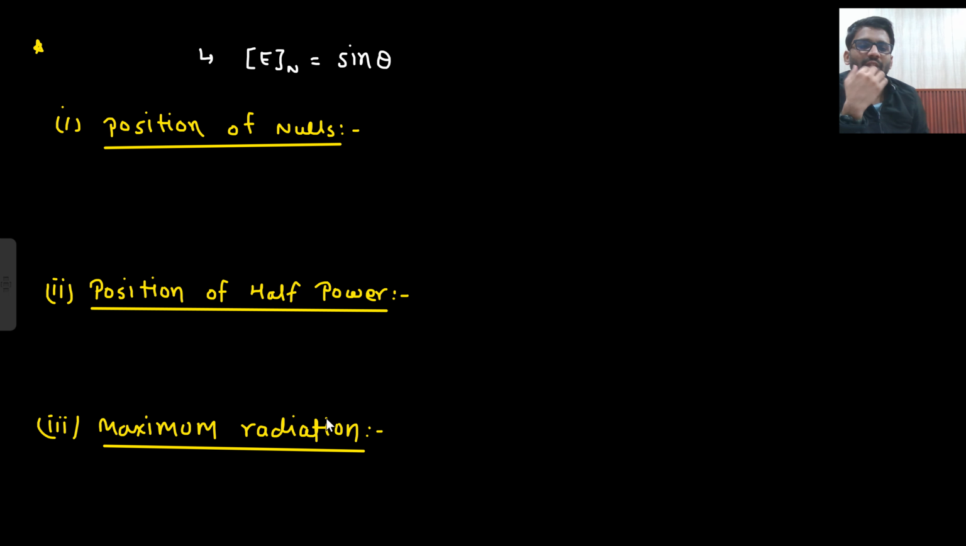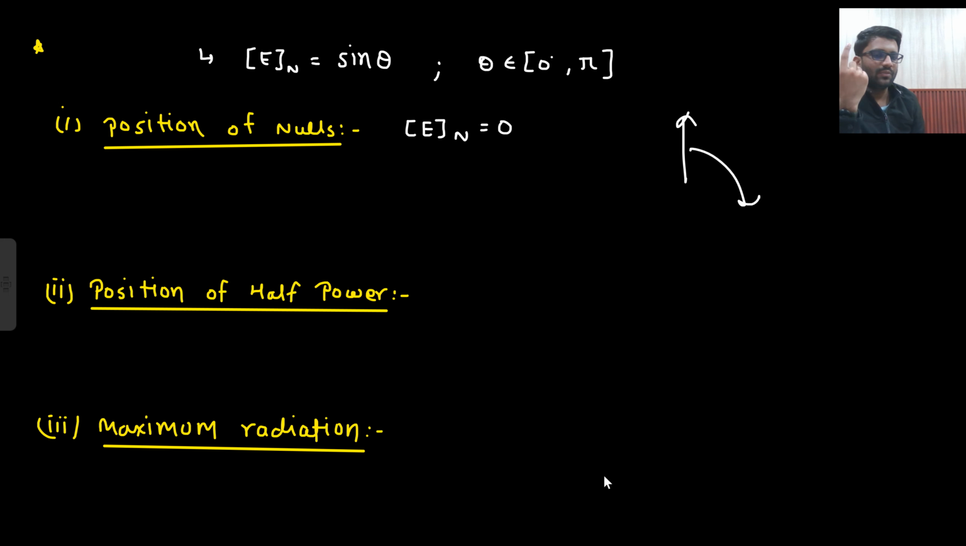So what do you mean by position of null? Position of null means at what value of theta your normalized value is becoming 0. Position of null means your normalized value of electric field should be 0. At what values of theta? And what is the range of theta? Theta can be from 0 to 180 degrees only. From 0 to pi you can say. Say yes or no? Theta can be from 0 to pi only. Because theta is the azimuthal angle, which can be from 0 to pi only. So the range of theta could be from 0 to pi.